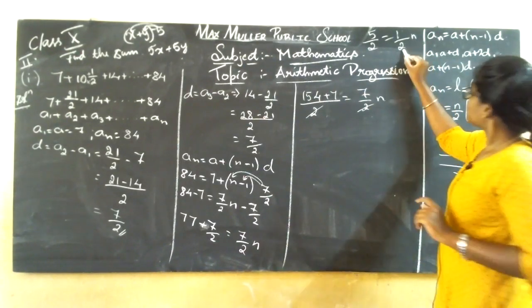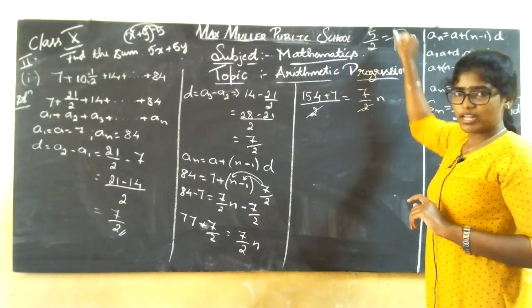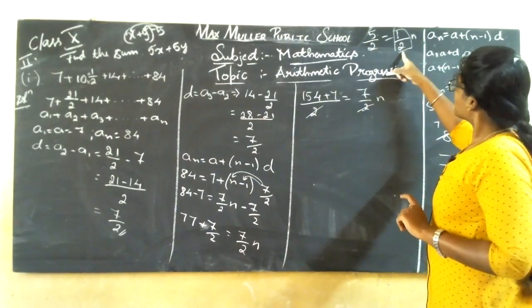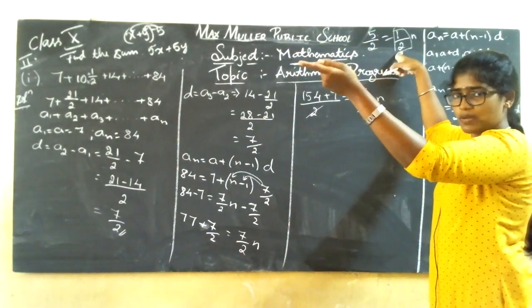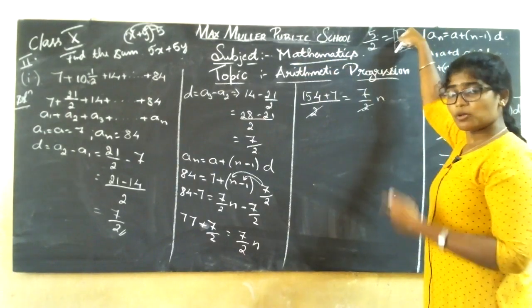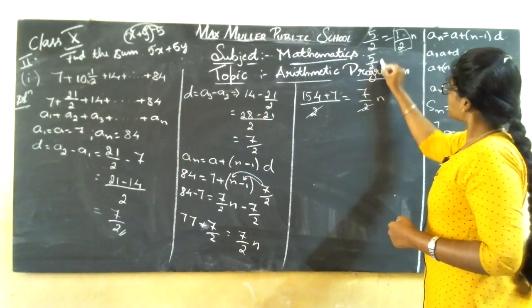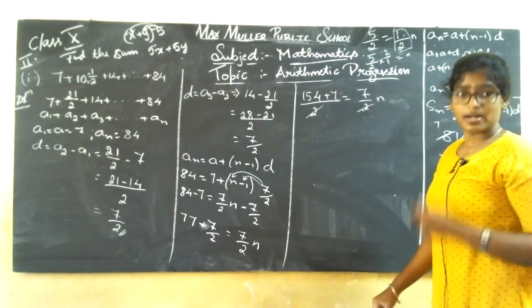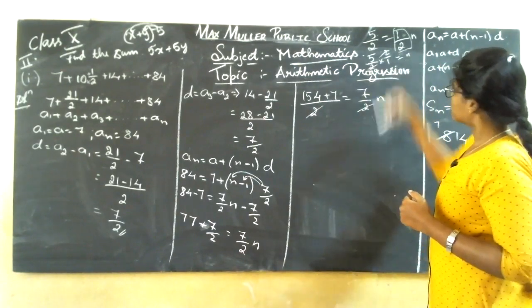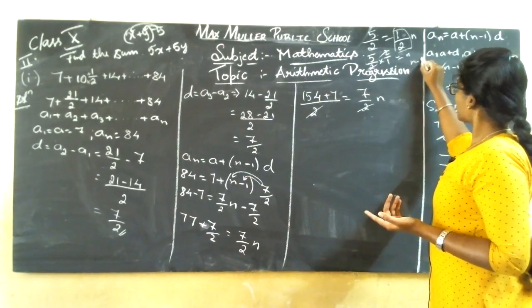Now what are you going to do? You are going to take this number to the side. So division, what is in the denominator becomes the numerator, and what is in the numerator comes to the denominator, correct? So it is in the form of 5 by 2 is equal to 2 by 1 is equal to n. At that time, the 2 will get cancelled and you will be left with n is equal to 5.